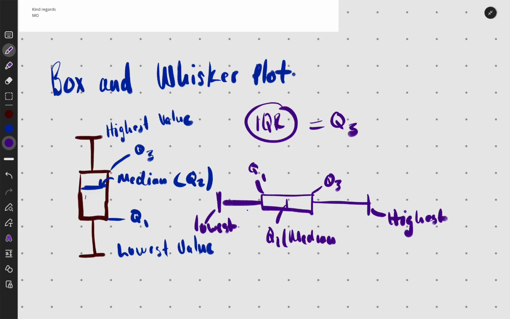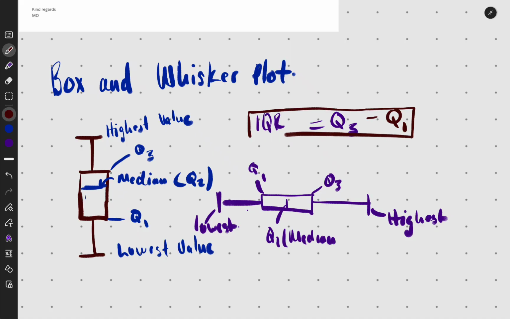So now what you do is you're going to have the interquartile range, and the interquartile range is going to be Q3 minus Q1. This gives you your interquartile range, right? Your interquartile range like this.